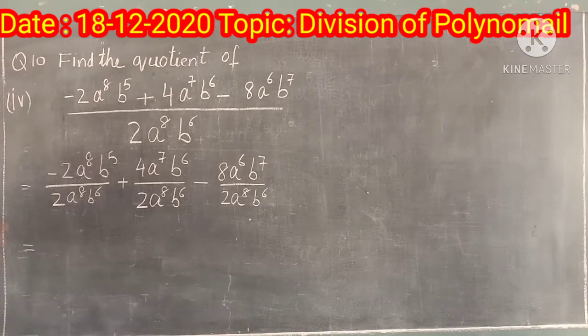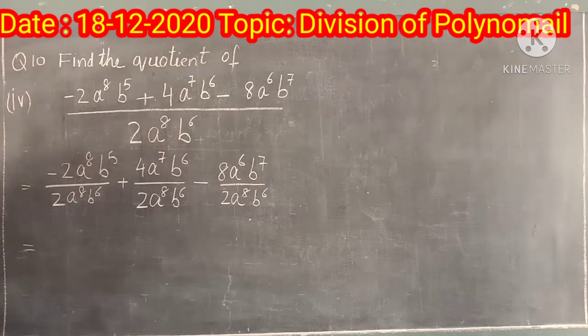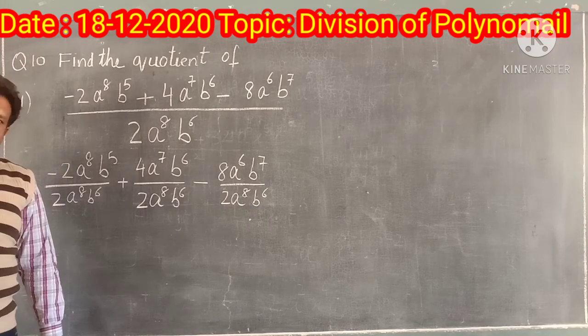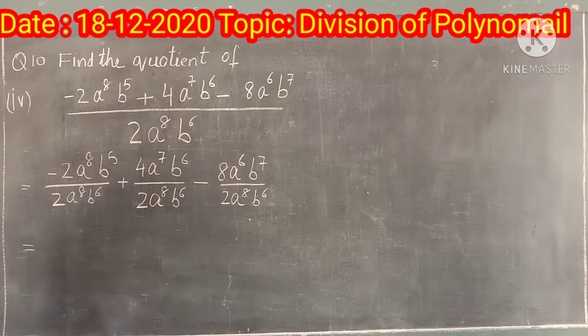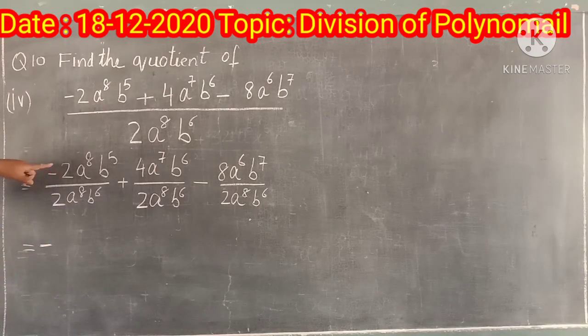So now we will solve all these terms. When we divide them, first of all, the first rule for the division is to divide the sign. According to the rule, this term is negative and this term is positive. So when we divide the negative term by the positive term, the answer will come negative, minus. Now we will divide the coefficient.